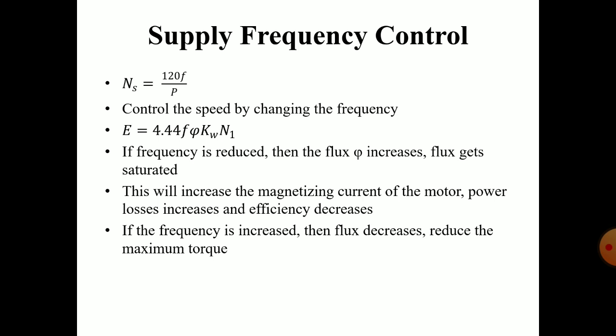We know that the induced voltage is directly proportional to the frequency and also the flux. By varying the frequency or the flux, the induced voltage and hence the speed can be controlled. If the frequency is reduced, then the flux increases and gets saturated, because the frequency and the flux are inversely proportional.